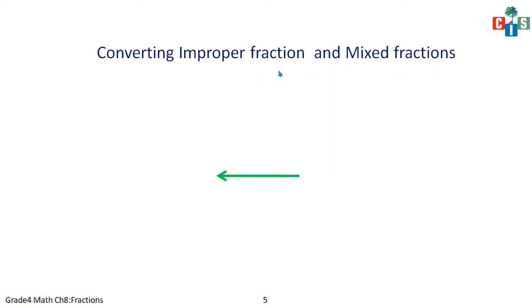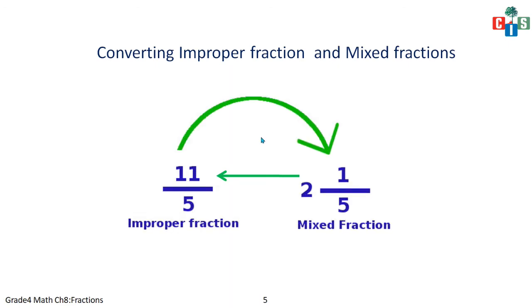Now what is an improper fraction? Converting you know. Okay, but what is an improper fraction? Yes, very correct. Improper means the numerator is bigger, 11 is there. See, this is an example of an improper fraction. Numerator is 11, 5 is the denominator, but the numerator is bigger. So this is an improper fraction, and a mixed fraction.